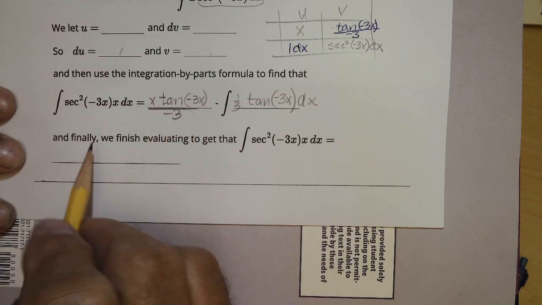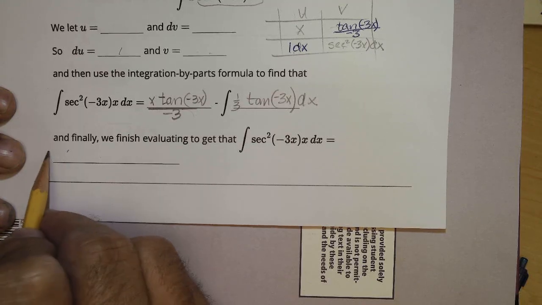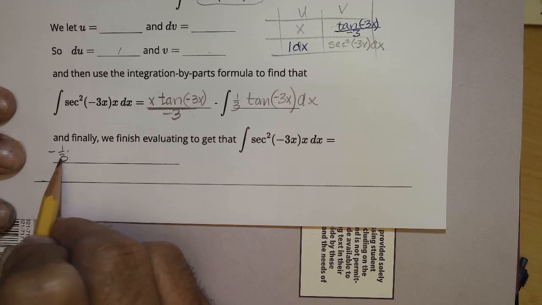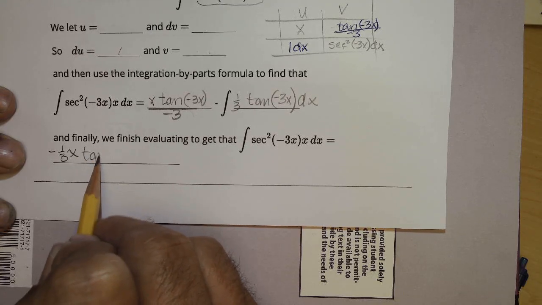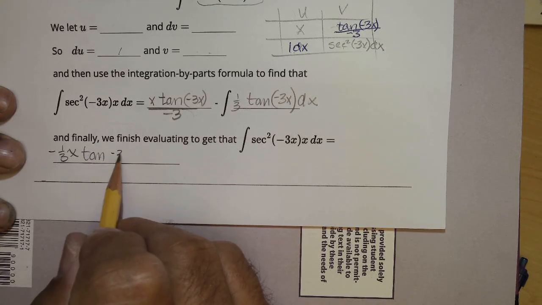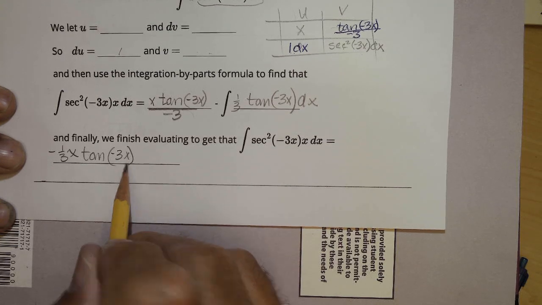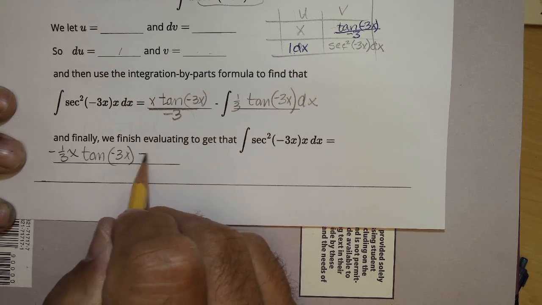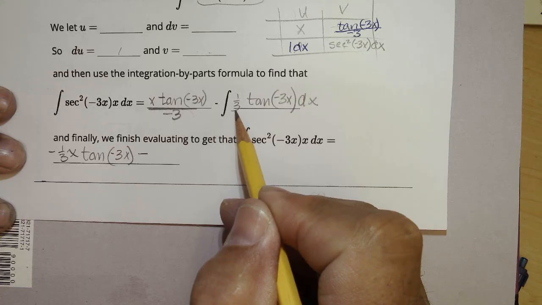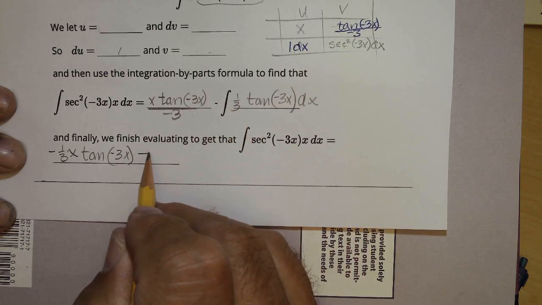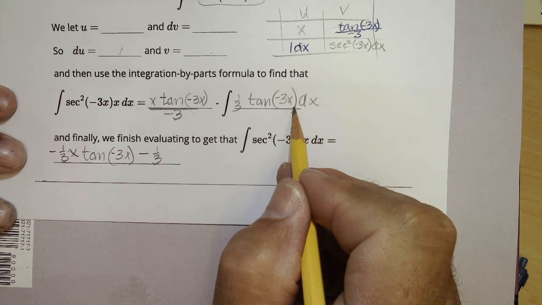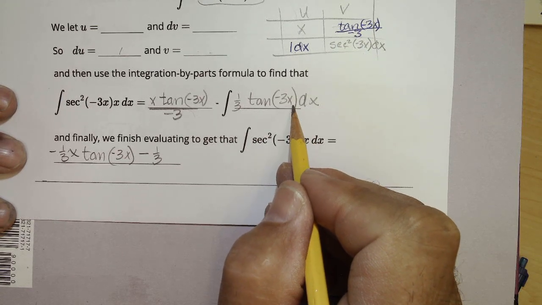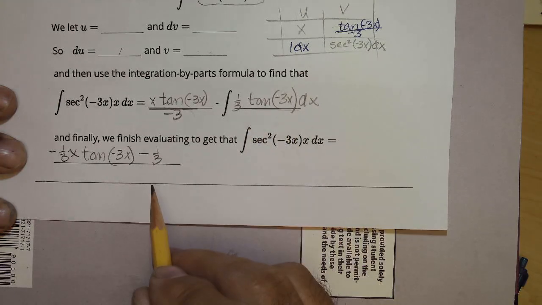So I get all of this. I'll just write negative 1/3 x tangent negative 3x minus, and that would be a third, and the antiderivative of tangent is what?